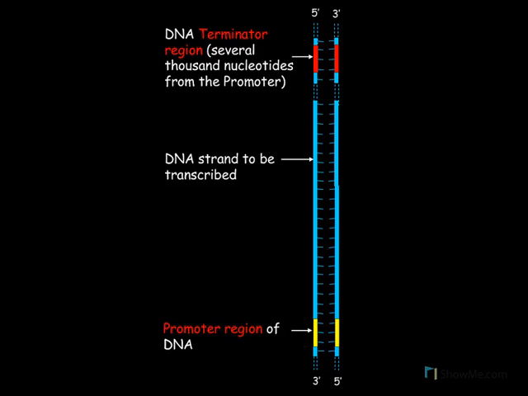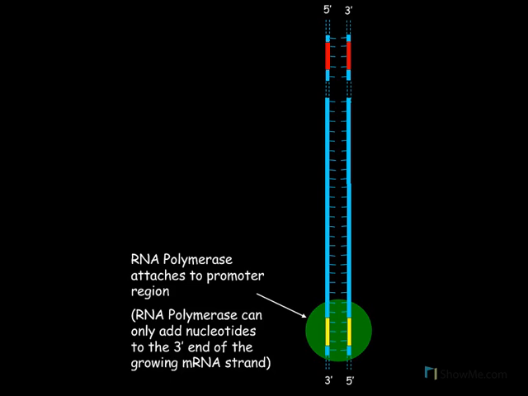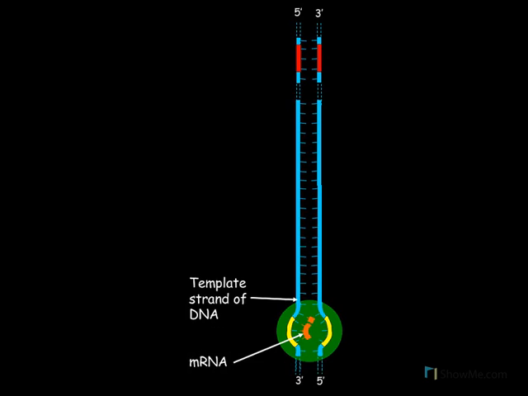So here we have our double DNA strand, which is the gene which is going to be transcribed. It has at the beginning of the gene a promoter region where the RNA polymerase will attach, and at the other end of the gene what's called a terminator region where the RNA polymerase knows to stop transcription. So RNA polymerase comes along and attaches itself to the promoter region where it's about to begin transcription.